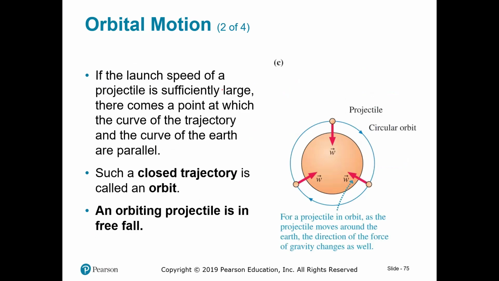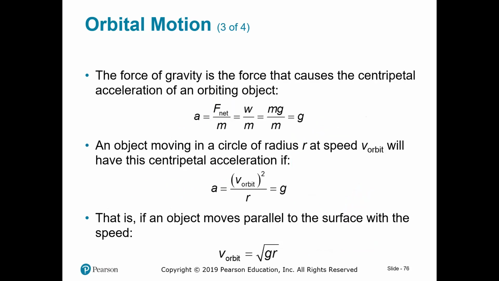So if the launch speed of the projectile is sufficiently large, if you can throw the ball extremely strong, there comes a point at which the curve of the trajectory and the curve of Earth are parallel. In other words, the ball will come back and hit your back, right? Such a closed trajectory is called an orbit, which is the path of a satellite.